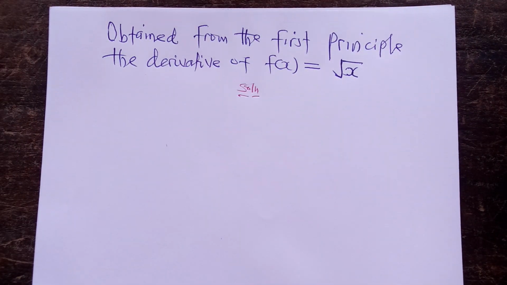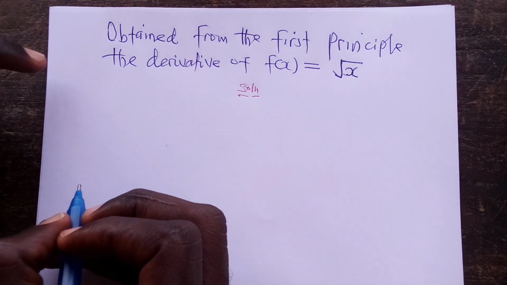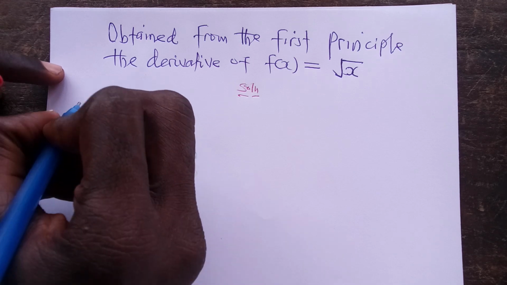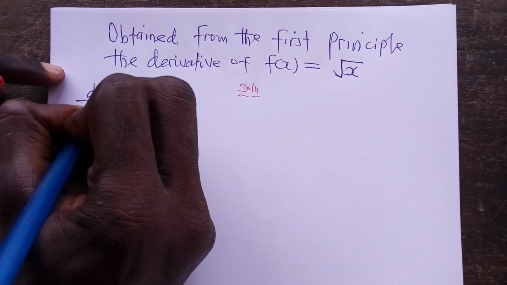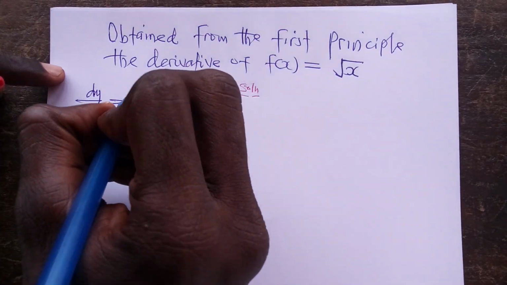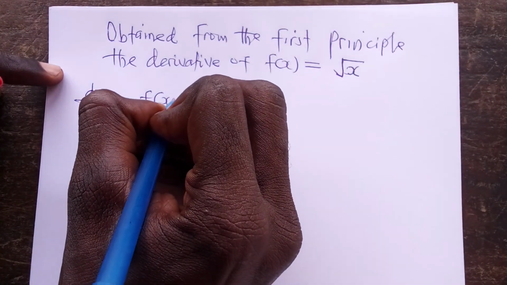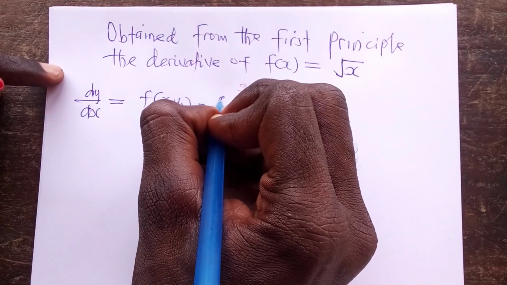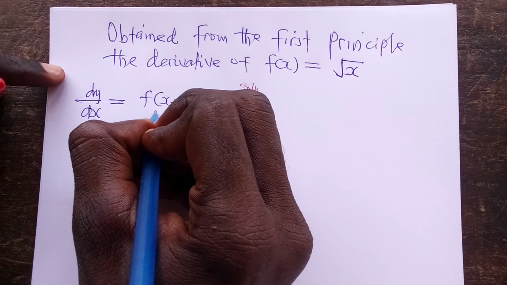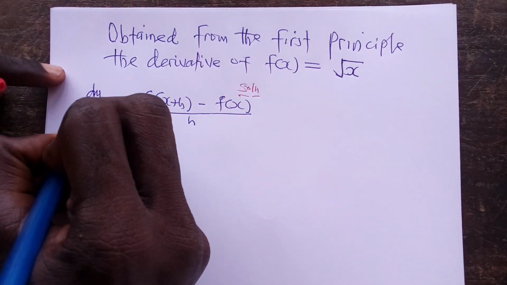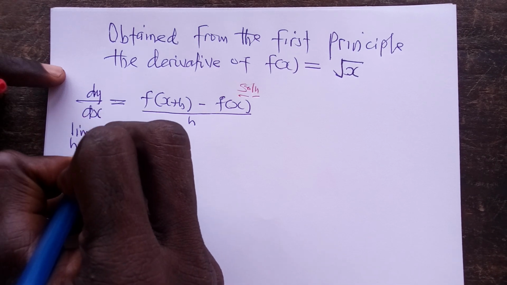Now, to start with, we have our general formula that we are to use to differentiate. We say dy upon dx is equal to f of x plus h minus f of x, divided by h, the whole function. The limit as h tends to 0.